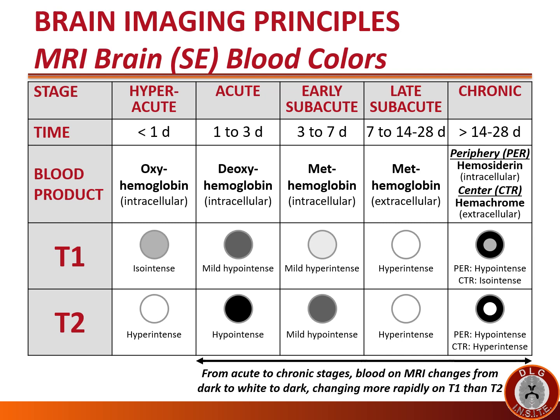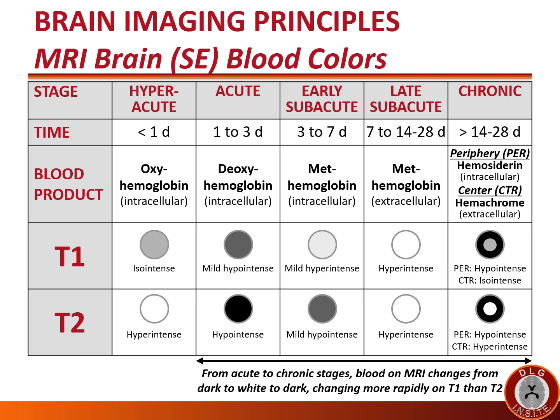And then in the late subacute phase, day 7 to 14 to 28, methemoglobin again, but now extracellular, causes a hyperintense lesion on T1 and a hyperintense lesion on T2. Chronically, the lesions are black, hypointense, though on T1 there may be more of an isointense center, and on T2 more of a hyperintense center, based again on the blood products going on in the lesion. The T1 tends to show this: the periphery is hemosiderin, that's what's black on T1 and T2, and the center is more of a hemochrome.